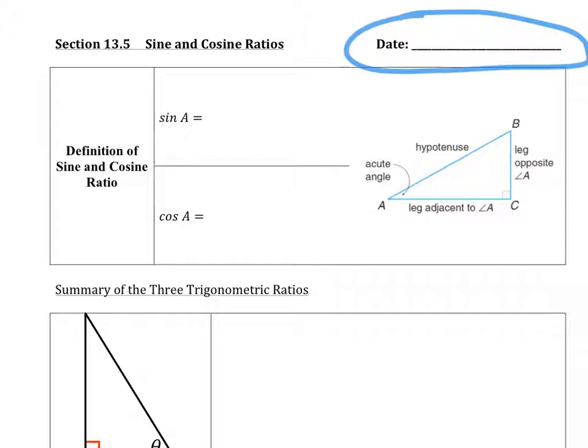Alright, we're going to talk about our last trig ratios today. Today we're going to talk about sine and cosine. On your calculator you'll see it as sine, S-I-N. It's not called sin, it's sine.